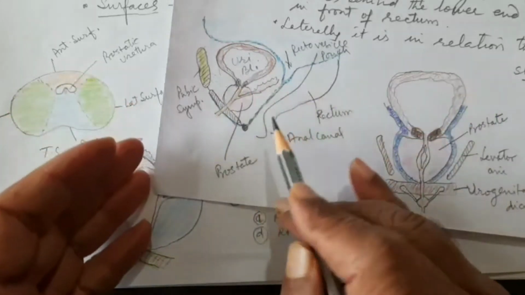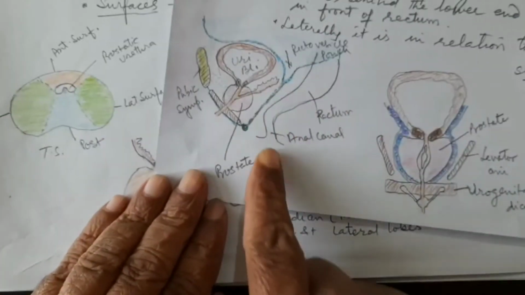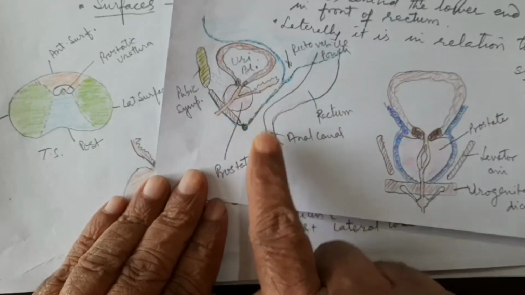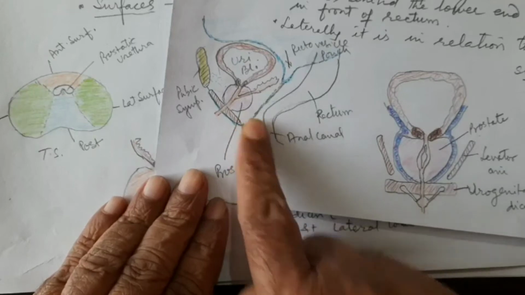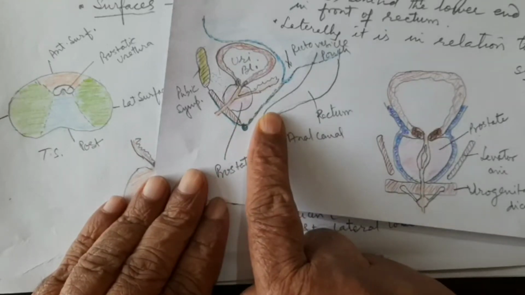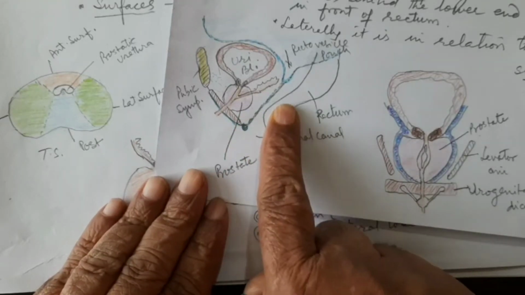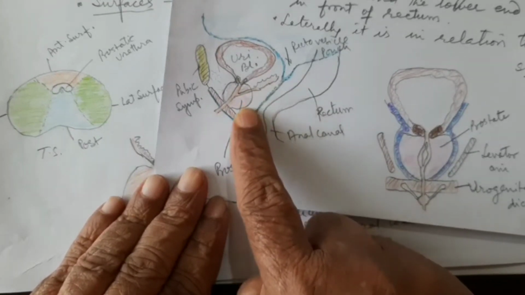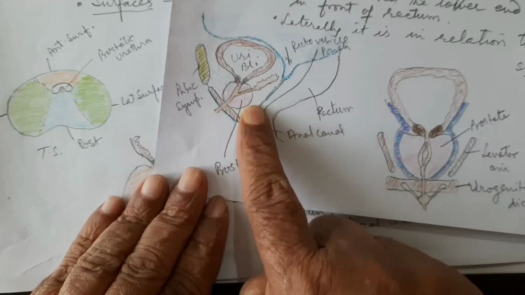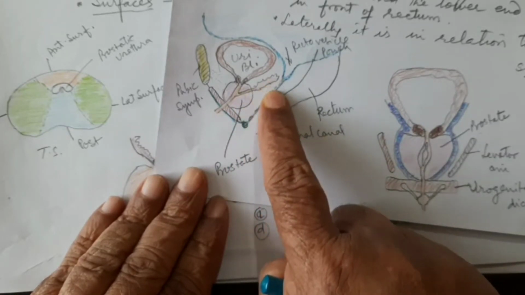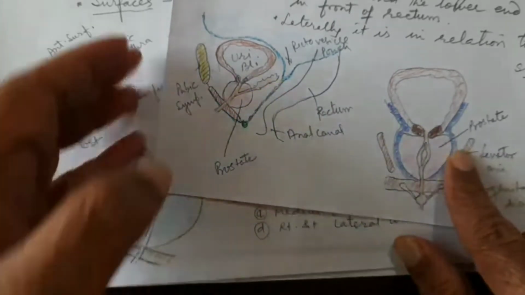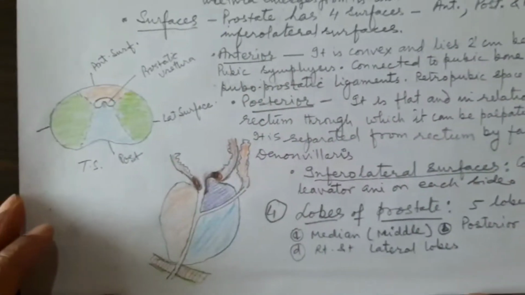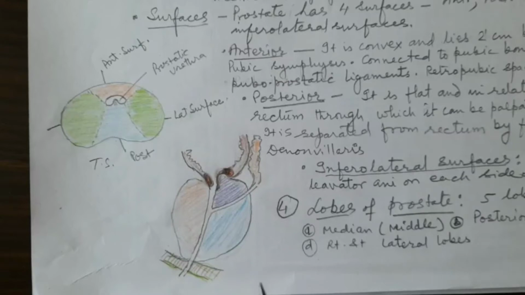Thus the prostate can be felt by putting the finger into the rectum by a surgeon, what is called the per-rectal examination. So if you put your finger into the rectum and feel anteriorly, you will not only be able to feel the posterior surface of the prostate, but at the same time you can also feel the seminal vesicle. This examination is called the per-rectal examination.